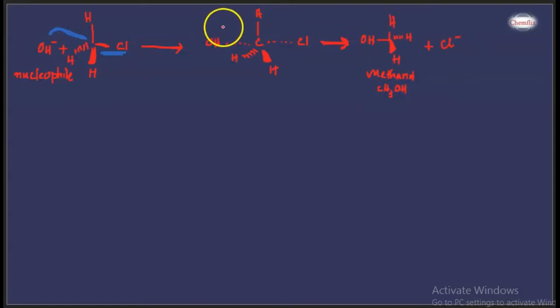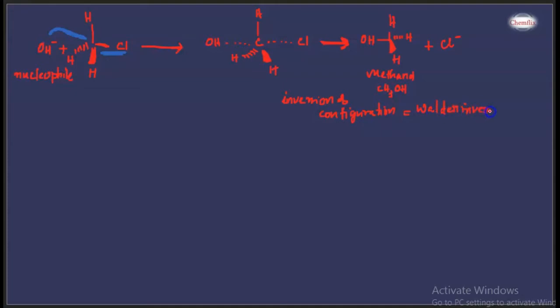And the Cl minus is leaving, this one is the leaving group. So these two processes take place simultaneously in a single step, and no intermediate is formed here. As this happens, the configuration of the carbon atom under attack inverts in the same way as an umbrella is turned inside out when caught in a strong wind. There you can see an inversion of configuration, and this inversion is called Walden inversion.